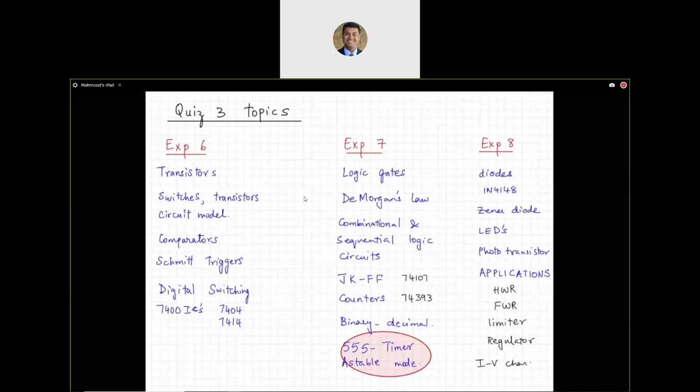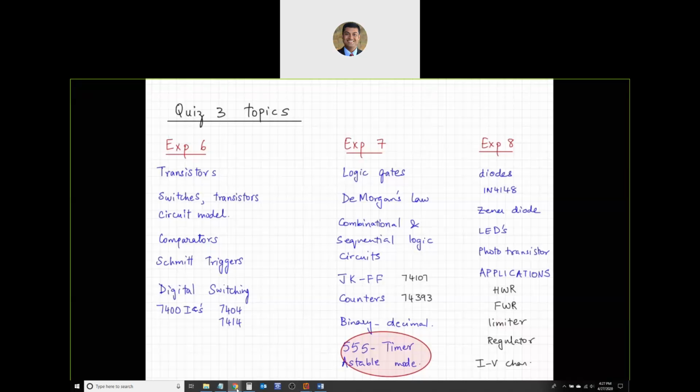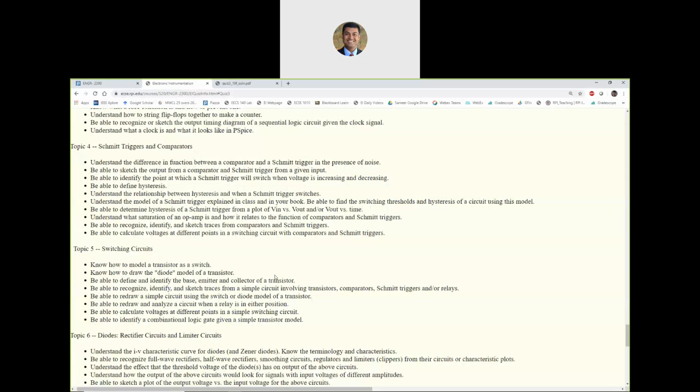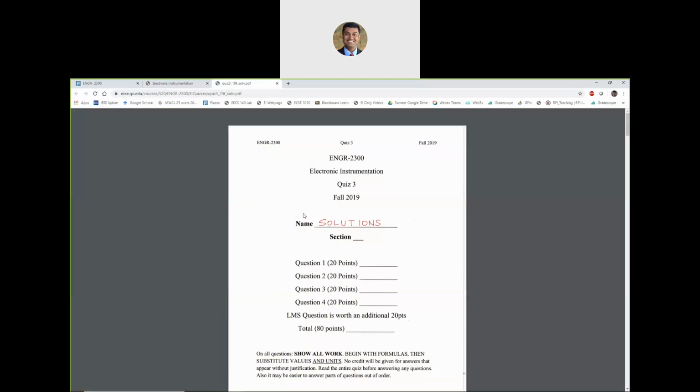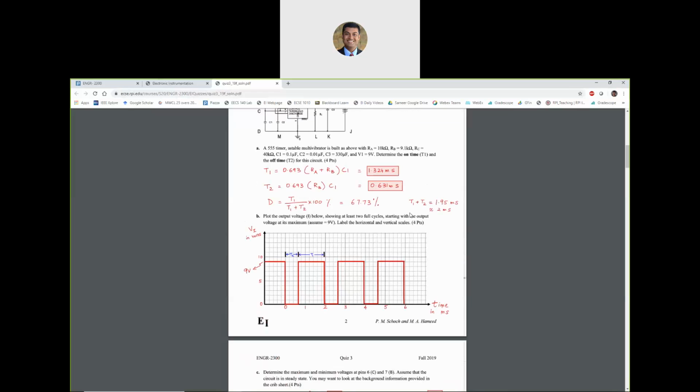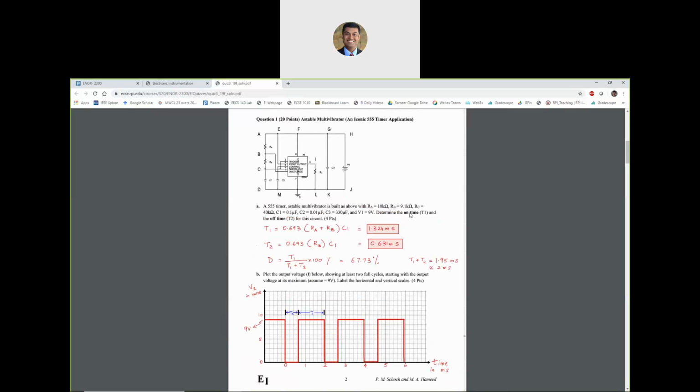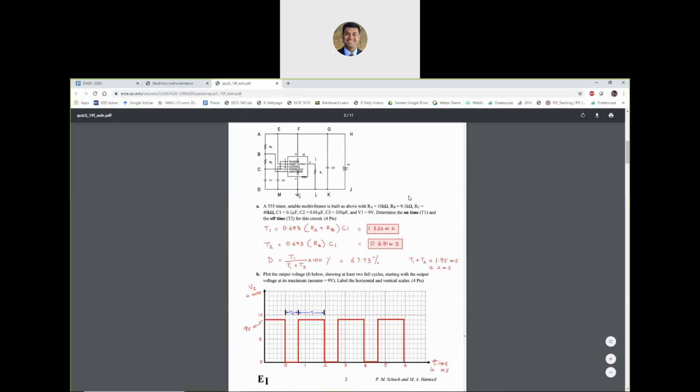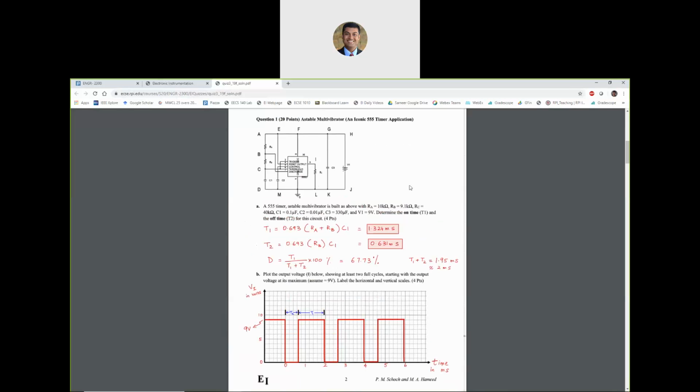As I said, I want to show you guys one pretty good resource, especially for the 555 timer. If you look at the most recent back exam for quiz 3, this is from fall 2019. The first problem itself is based on the astable multivibrator, which is our 555 timer. Some of these questions are pretty straightforward, where you just apply the equations that we actually derived in class, and get the result.